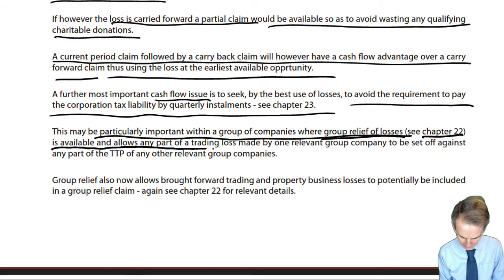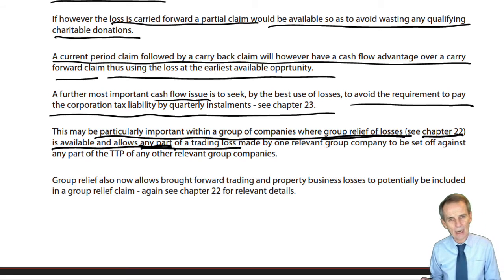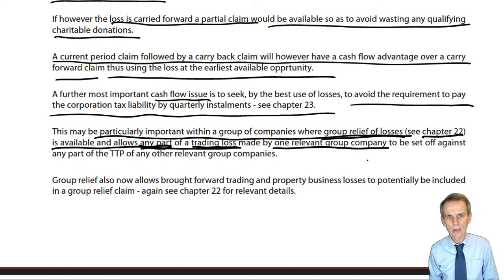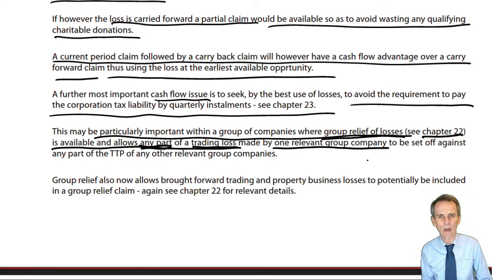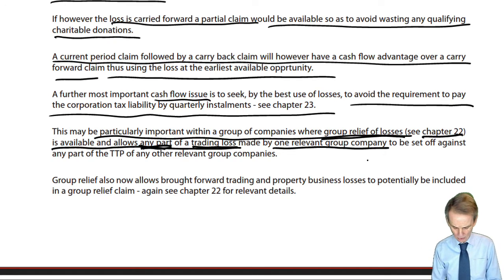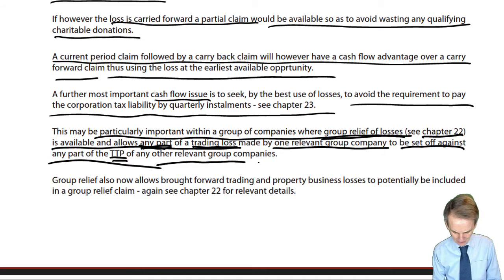Where group relief is available, like with a carry forward claim, we have flexibility as regards the use of the loss. Any part of a trading loss made by one relevant group company, and that relevance is based on the percentage shareholding that a parent company has within a subsidiary company, has to be sufficiently high. You'll discover in Chapter 22 that the sufficient height is 75% in order to allow group relief. So you've got to have at least that 75% control to be able to use a loss in this way. And we can use any part of the loss-making company's trading loss and set it off against any part of the TTP, so not now total profit, but taxable total profit, of any other relevant group companies.